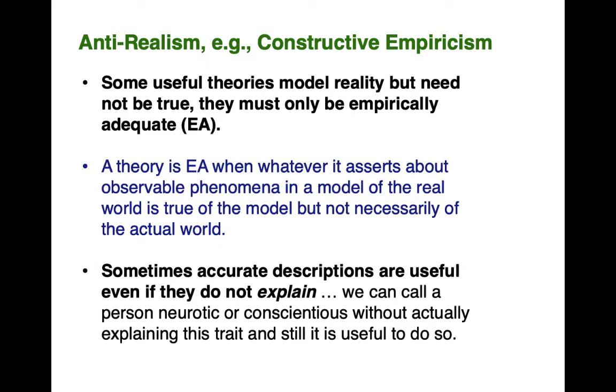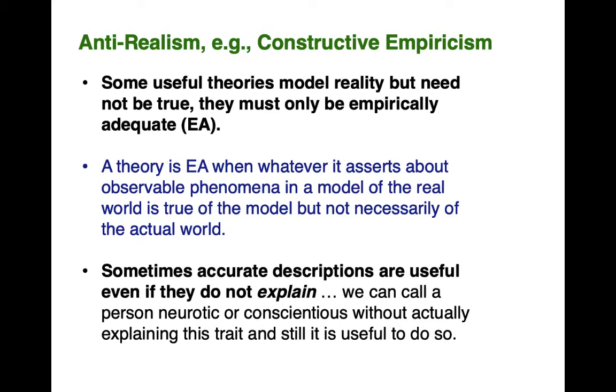So this is constructive empiricism. It's the idea that some useful theories model reality but need not be true. They must only be empirically adequate. Let's talk about this. A theory is empirically adequate when whatever it asserts about observable phenomena in a model of the real world is true of the model, but not necessarily of the actual world.